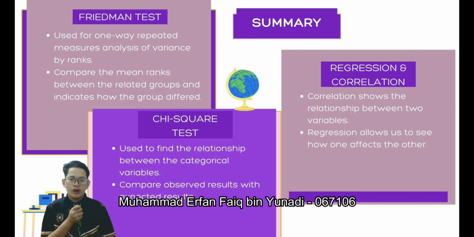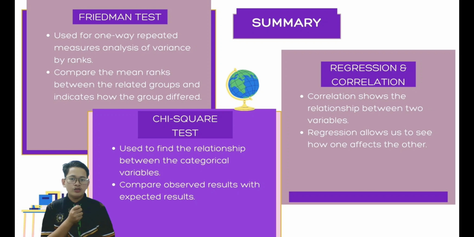Assalamualaikum and hello. I'm here to summarize all the tests that are used in this presentation. The first test used is the chi-square test. Chi-square tests are used to find the relationship between categorical variables. It also functions to compare the observed result with the expected result. Unfortunately, the chi-square test can only be used on frequency data.